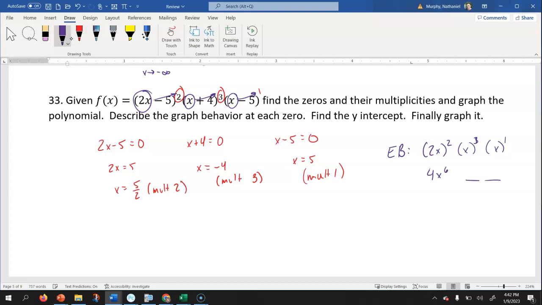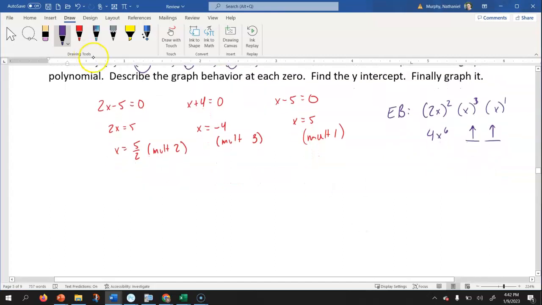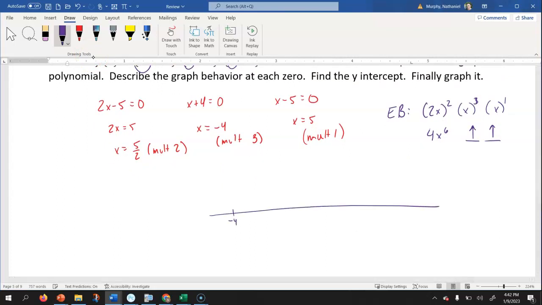So that tells me for my end behavior, the fact that it's positive, the right side goes up. Since it's an even exponent, the left side is going to go in the same direction. If it was negative, remember the right side would go down. Or if it was an odd exponent, the left side would go in the opposite direction. So now I have enough information to sketch a graph. So I'm going to have an x-intercept at -4. We'd have an x-intercept at 5 halves, which is 2.5. And we have an x-intercept at 5.